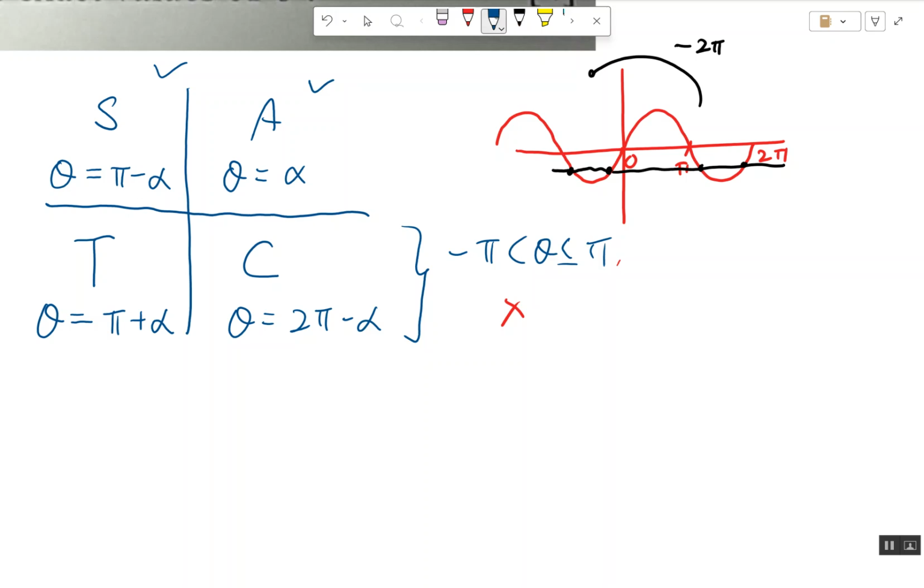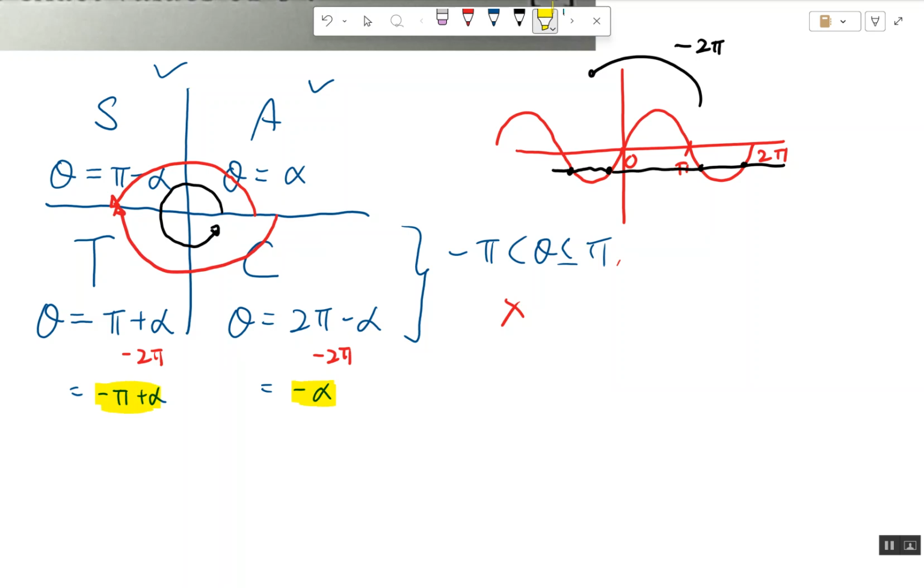So in this case, I minus 2 pi, I will get negative pi plus alpha. If I minus 2 pi over here, I'm going to get negative alpha. In secondary school, what we are commonly used to is calculating the angle this way. But for complex numbers, the angle is counted from 0 to pi this way, and from negative pi to 0 this way. So to get the argument in the third and fourth quadrant, we use negative pi plus alpha, or minus alpha for the fourth quadrant.